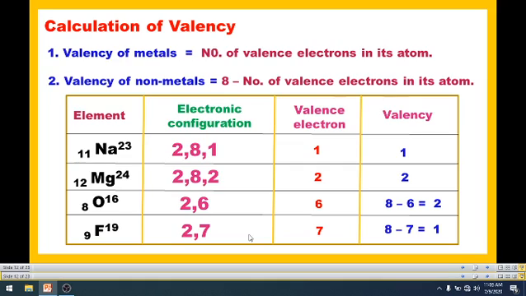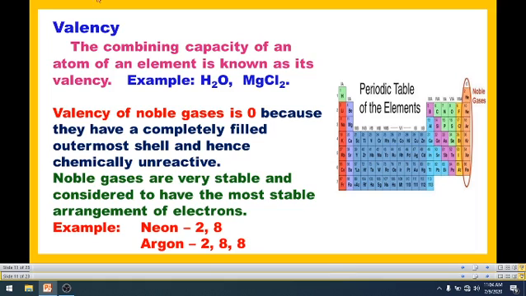So you know that 118 elements were broadly classified into metals and non-metals. So look at the periodic table. There is a zigzag line here. On this side we say these elements are metals and these elements are non-metals. So here these are all metals and these are all non-metals.